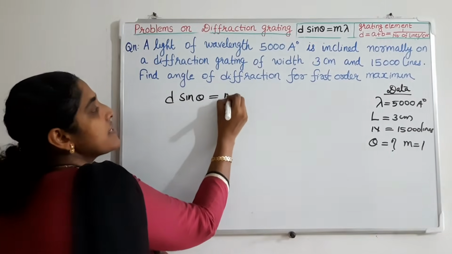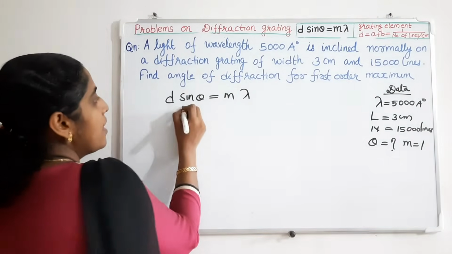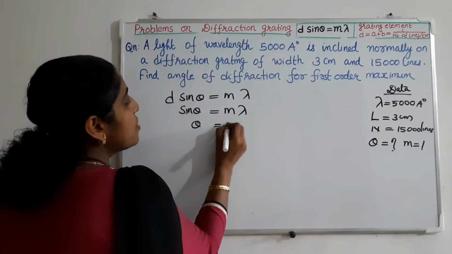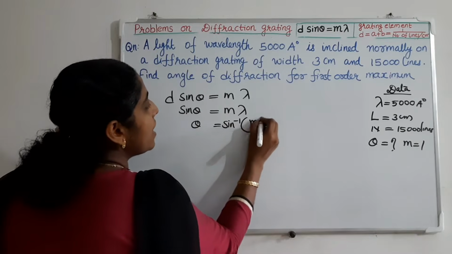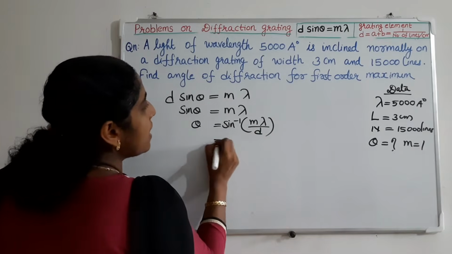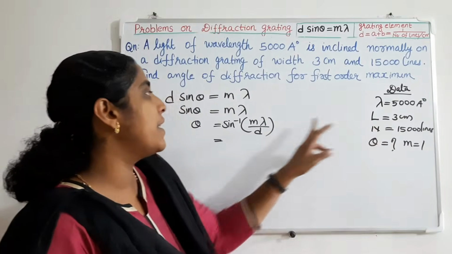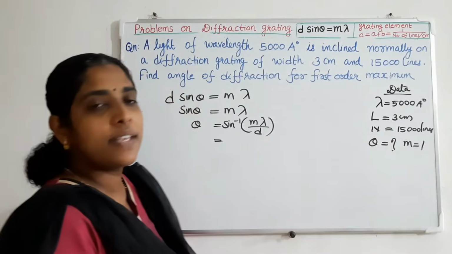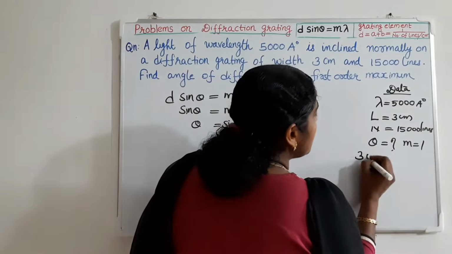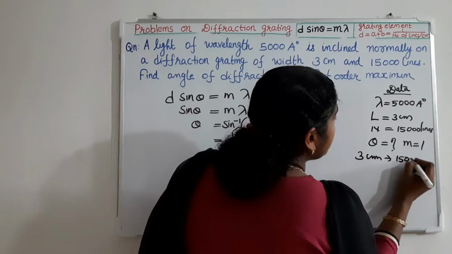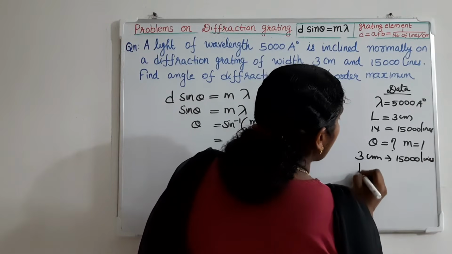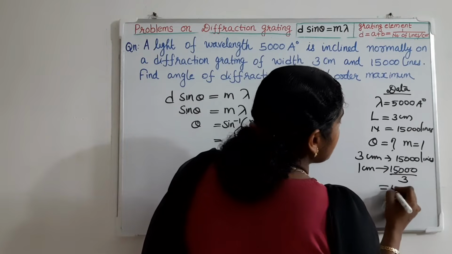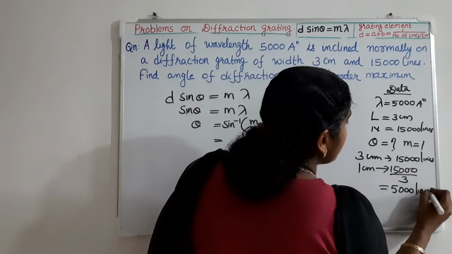The grating equation is d sine theta is equal to m lambda. From the grating equation, sine theta is equal to m lambda divided by d, so theta is equal to sine inverse of m lambda divided by d. Here m is given as 1, lambda is given, 1 by d we don't know. But the number of lines in 3 centimeter is given as 15,000 lines. So in 3 centimeter, if there are 15,000 lines, what will be the number of lines in 1 centimeter? That is 15,000 divided by 3, that is 5,000 lines per centimeter.